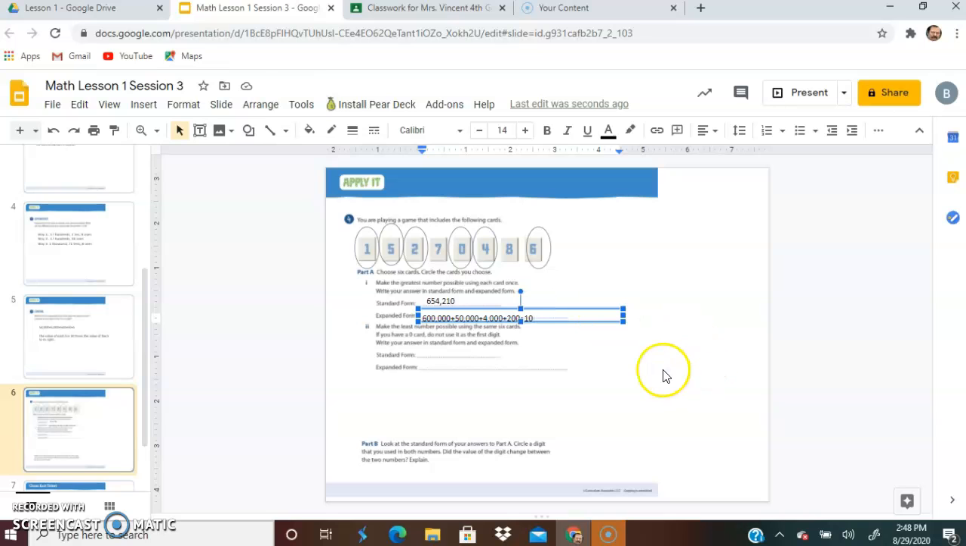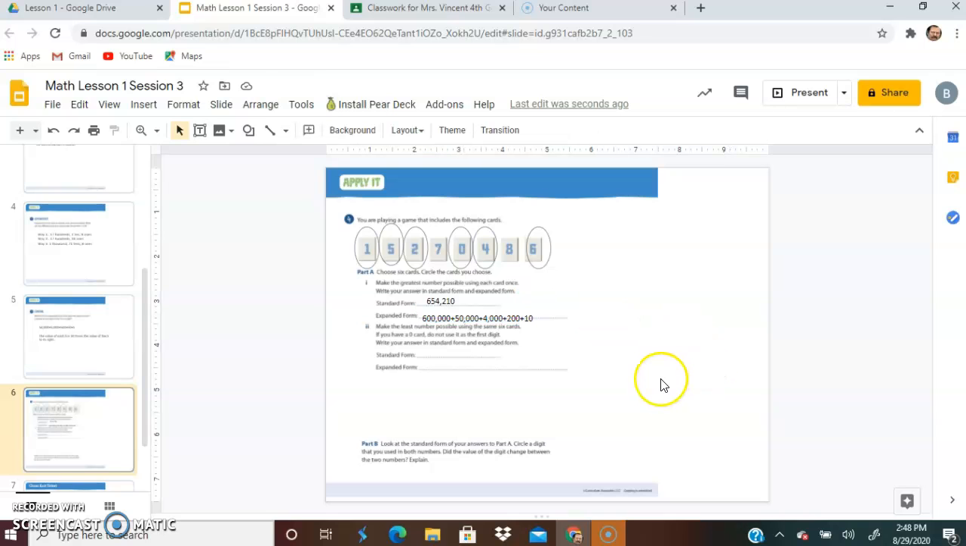Okay, yours may or may not look like mine. The key is that for each place value, you put zeros after it. Okay, now we're going to use these same digits I circled and make the least possible number. So this time I'm just going to go backward.